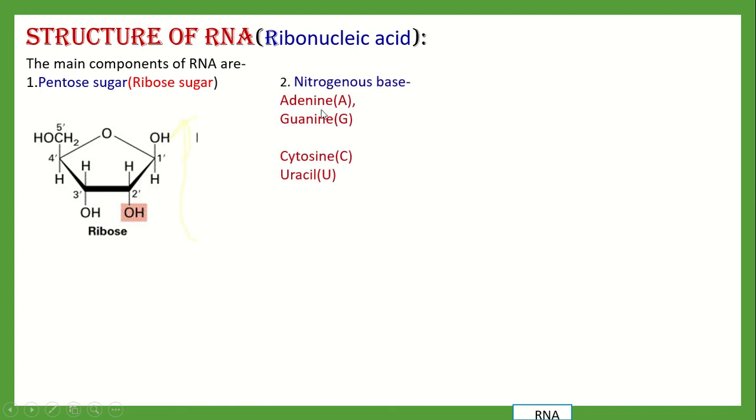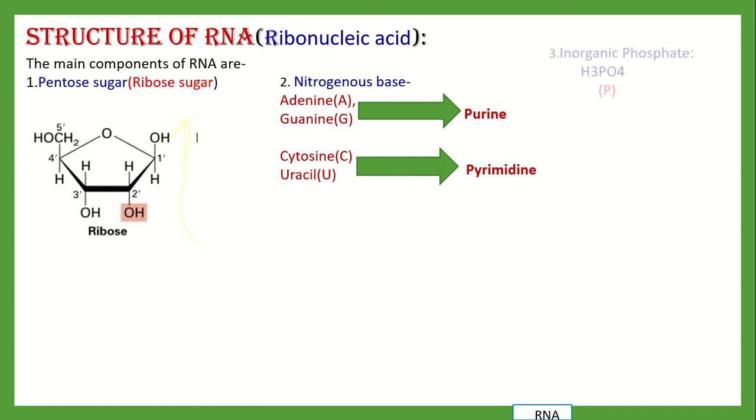Second one is nitrogenous base, and you know that nitrogenous bases are of 4 types: adenine, guanine, cytosine and uracil. In case of DNA there is thymine, but instead of thymine, in case of RNA there is uracil. Here adenine and guanine are combinedly called purine nitrogenous bases. In the purine nitrogenous base there are 2 rings of atoms, and in pyrimidine nitrogenous base there is a single ring of atoms. Another component is inorganic phosphate, that is phosphoric acid.